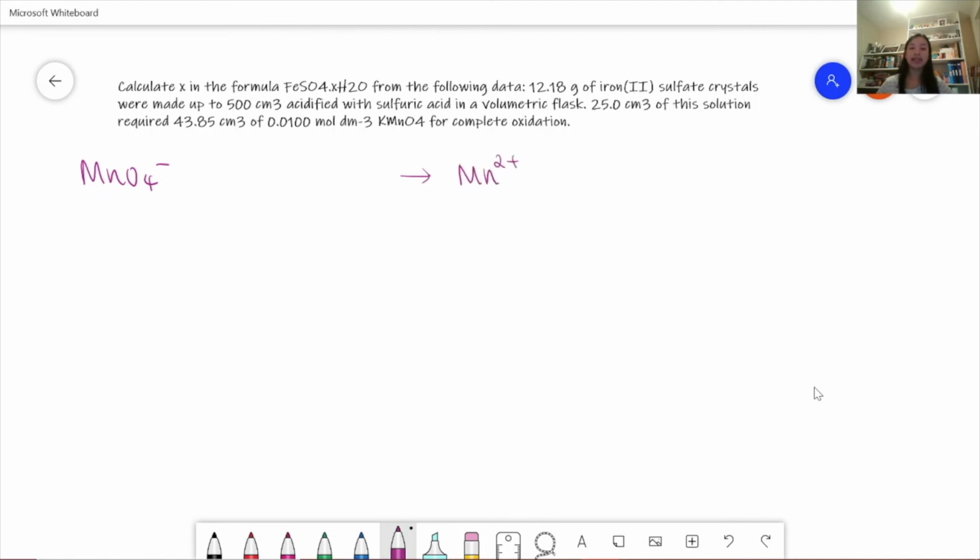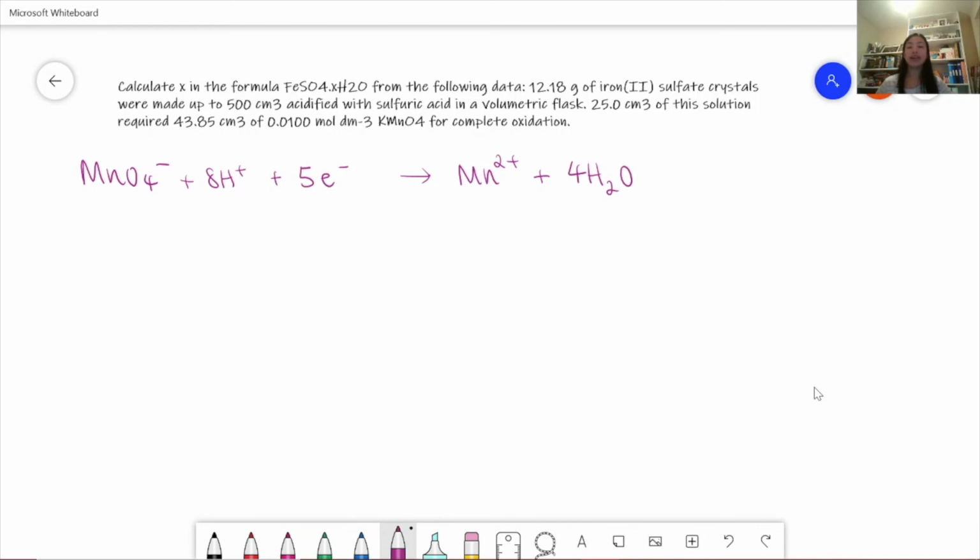And now we need to balance it. So first we balance the manganese, and they're already balanced, so we can ignore that. And now we balance the oxygens by adding water. So we need 4 waters, and that means we need 8 H+ because we've got 8 hydrogens on the other side. And now we need to balance the charges by using electrons. So on the left-hand side, we've got a charge of +7, and on the right-hand side, we've got a charge of +2. So that means we need 5 electrons on the left.